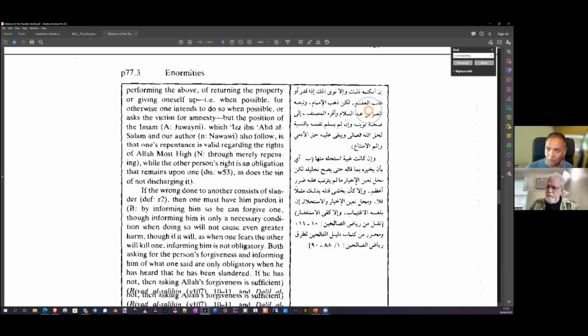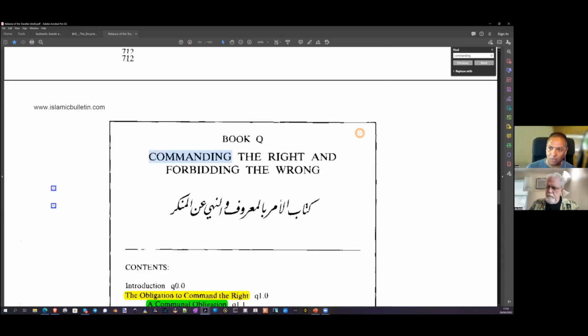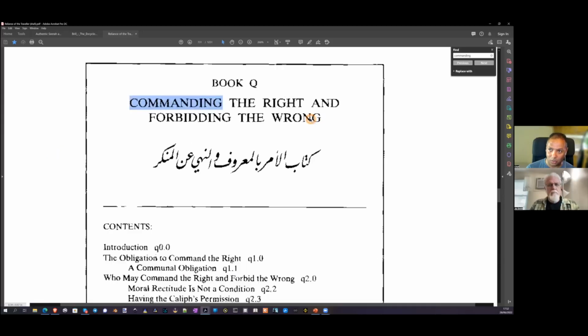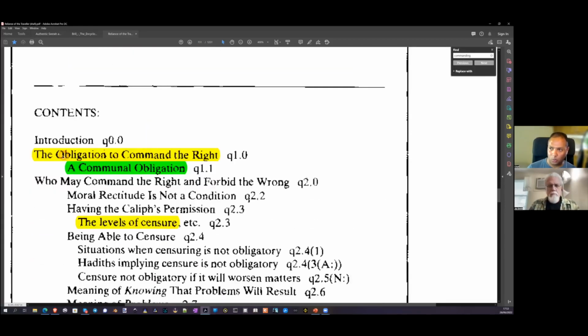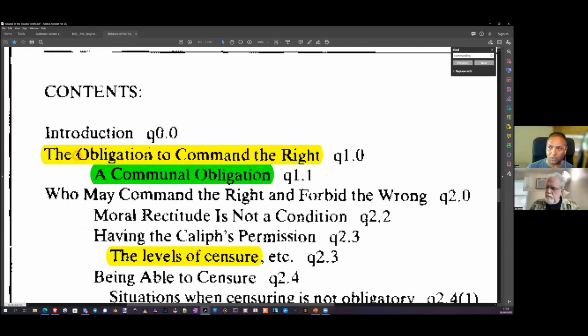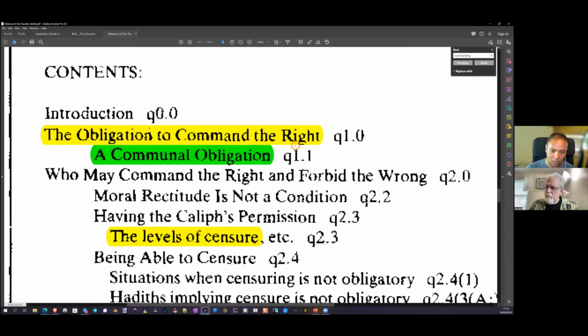So now we're going to have a look at the doctrine of commanding the right and forbidding the wrong. This is book Q, in the PDF, page 731. So let's go. Within the contents, Muslims have the obligation to command the right. Now, this is, of course, euphemistic language. It is language of propaganda. It's the obligation to tell people what to do. If you want to look at it that way, it is literally the obligation to tell people what to do, and if they don't, to force them to do it.